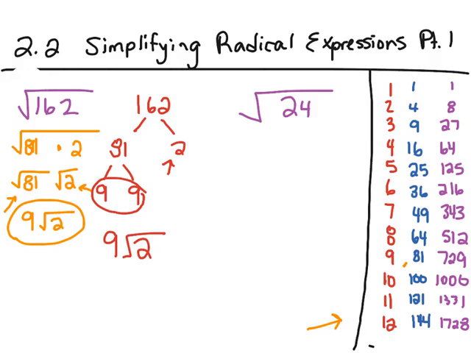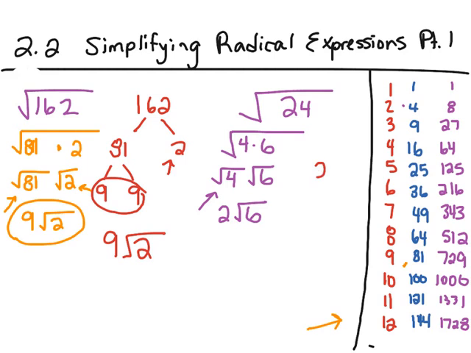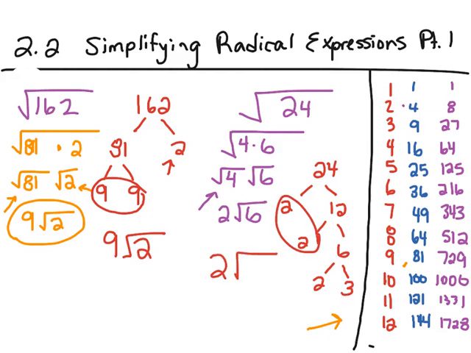For 24, a number that goes into 24 that is a perfect square is 4. So 4 times 6. Split it into 2 radicals. You can take the square root of 4 to be 2, so we're left with 2 root 6. If we were to do a number tree, you can split it into 2 times 12, 2 times 6, 2 times 3. We have 2 2s, so it comes out. We have 1 each of these. You times them together, 2 times 3, and put them under the radical. Either way you do it is fine.